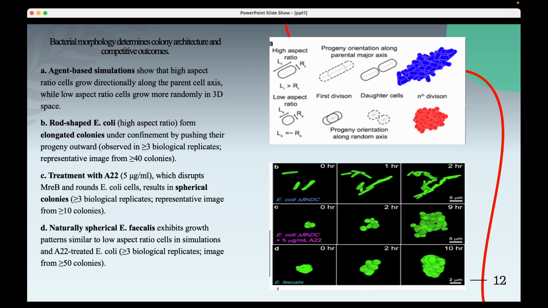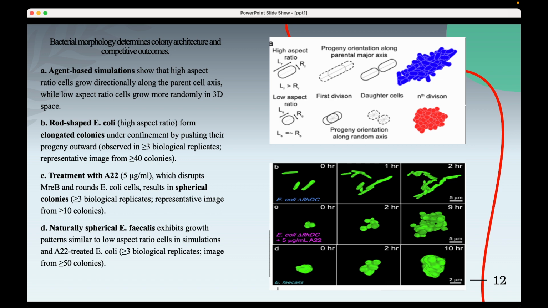Bacterial morphology determines colony architecture and competitive outcomes. Agent-based simulations show that high aspect ratio cells grow directionally along the parent cell axis, while low aspect ratio cells grow more randomly in 3D space. Rod-shaped E. coli, high aspect ratio, here in B, form elongated colonies under confinement by pushing their progeny outwards. Next, see here treatment with A22, which disrupts the rod shape of E. coli cells, results in spherical colonies.